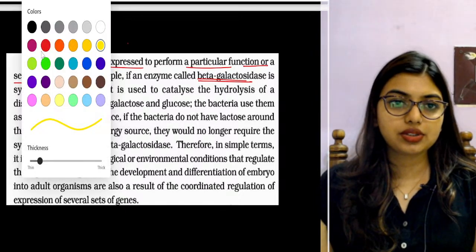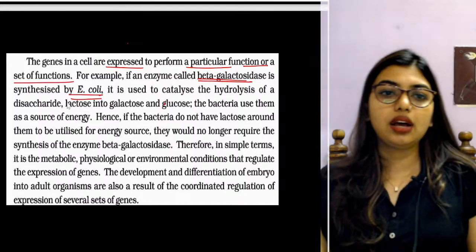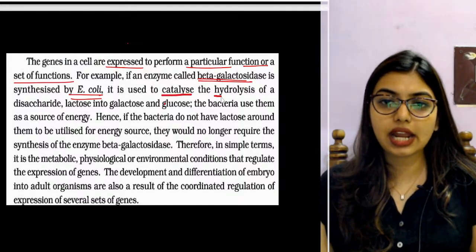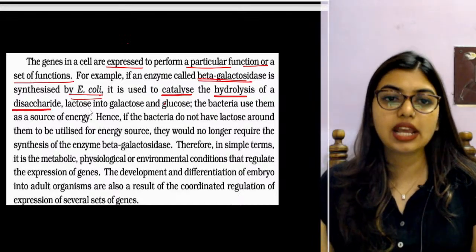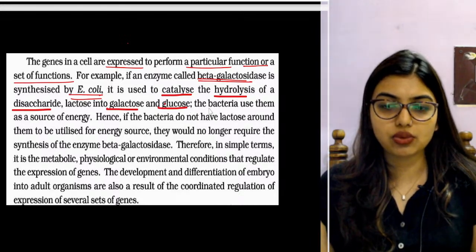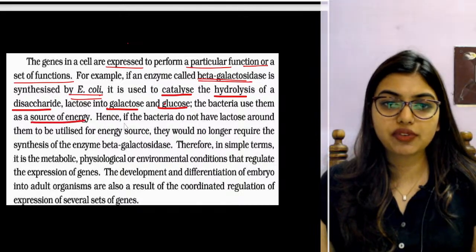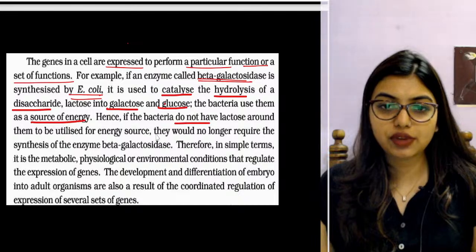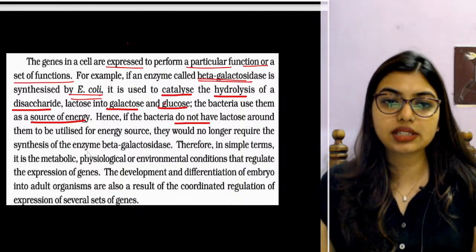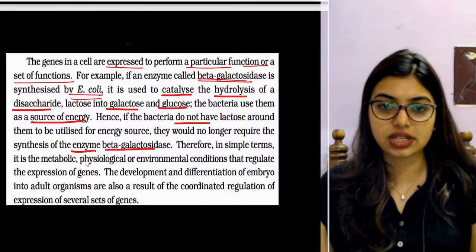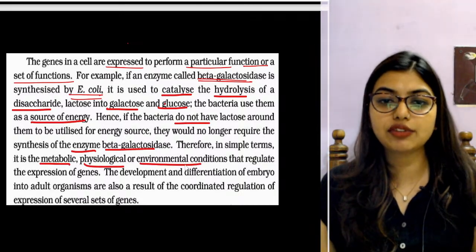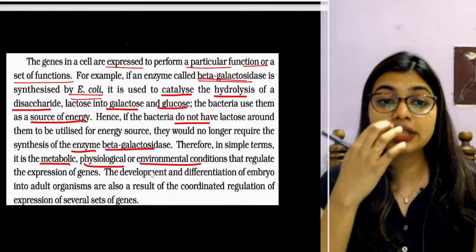Okay, so here what is going to happen, students? See, beta galactosidase is synthesized in E. coli. It is used to catalyze the hydrolysis of a disaccharide, lactose, into galactose and glucose. The bacteria use them as a source of energy. Hence, if the bacteria do not have lactose around them to be utilized as an energy source, they would no longer require the synthesis of the enzyme beta galactosidase. Therefore, in simple terms, it is metabolic, physiological, or environmental conditions that regulate the expression of genes.